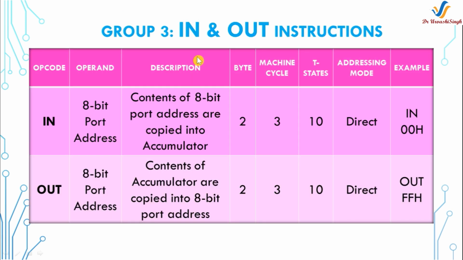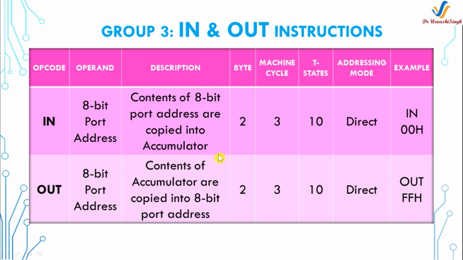Now the IN and OUT instructions. These instructions are used where the microprocessor is communicating with the IO devices. Let's see the first instruction. In this, the opcode is IN and the operand is the 8-bit port address. So the microprocessor is reading, or taking input from, this port whose address is directly given in the instruction, and copying it into the accumulator.